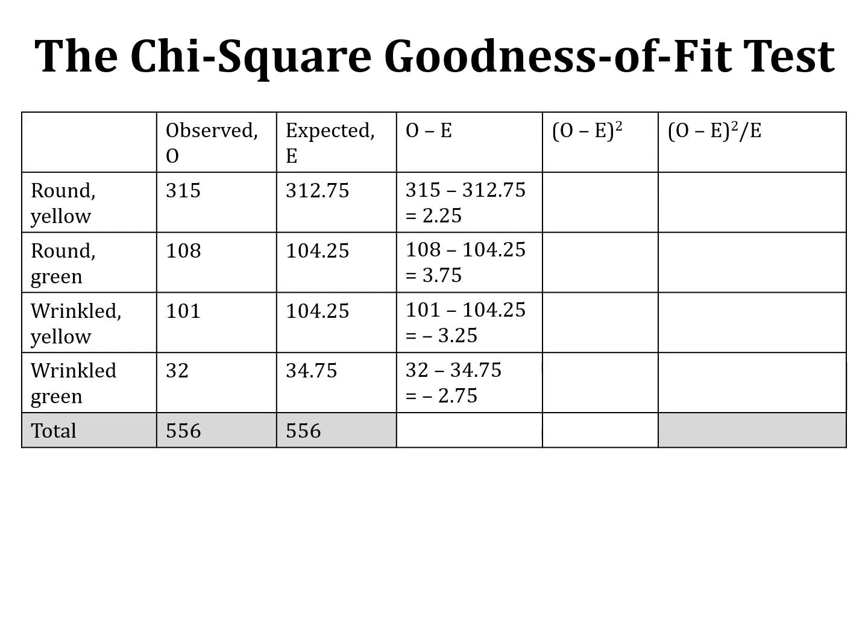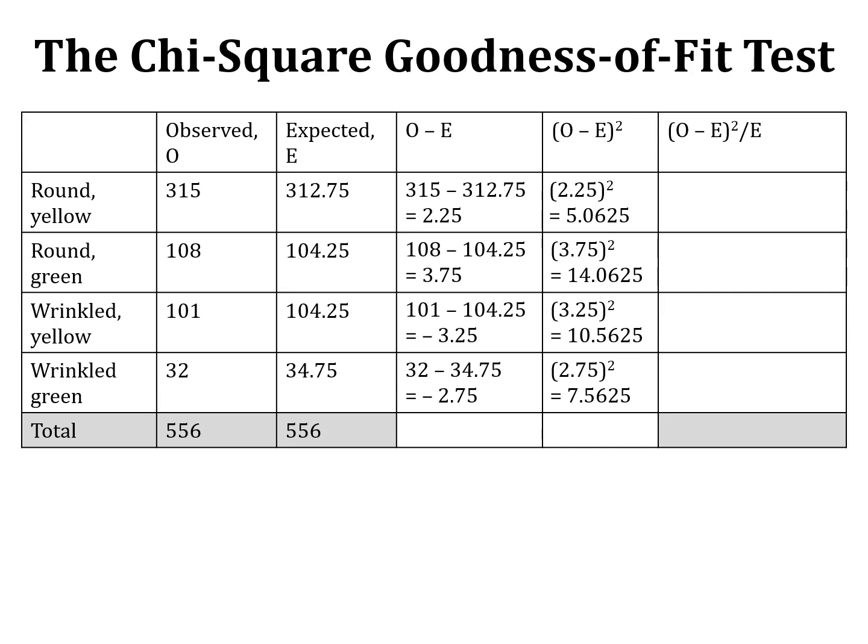And what is the next step? To take the square of these values: the square of 2.25, the difference between the observed and expected frequency of round yellow, and the square of 3.75, the difference for round green, then 3.25 squared, the square of the difference between the observed and expected frequencies of wrinkled yellow, and then 2.75, the square of the difference between the observed and expected frequencies of wrinkled green.